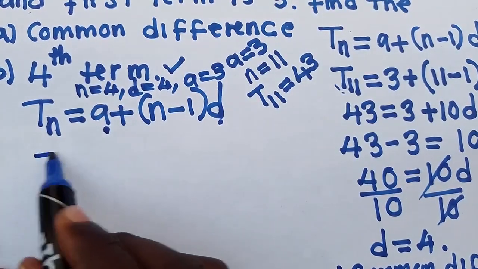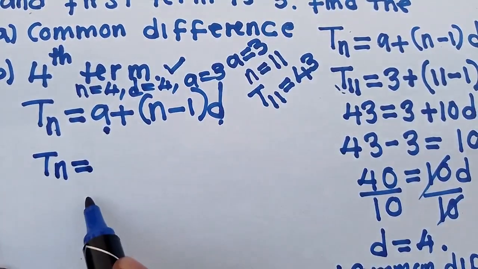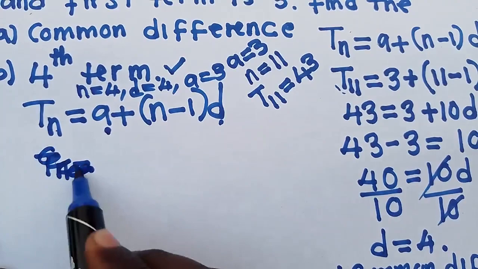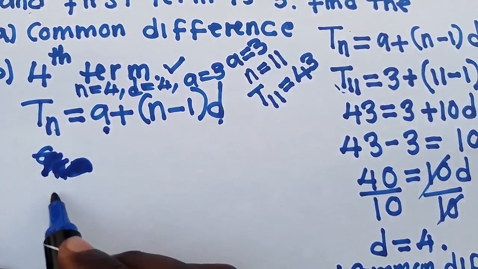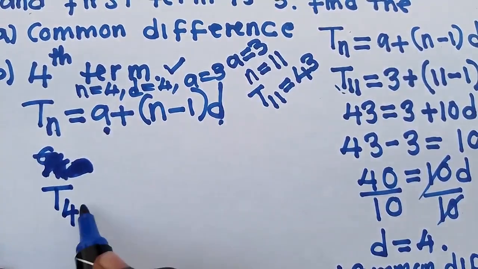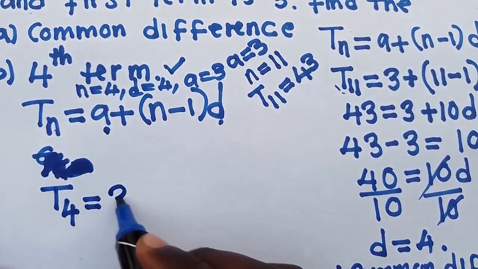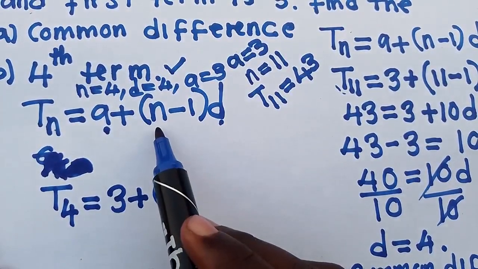So I'm going to say Tn is equal to the same formula here. I'll just go direct. T4 is equal to, what is the first term? The first term is 3 plus open bracket. The number of terms I'm told to find is the fourth term.